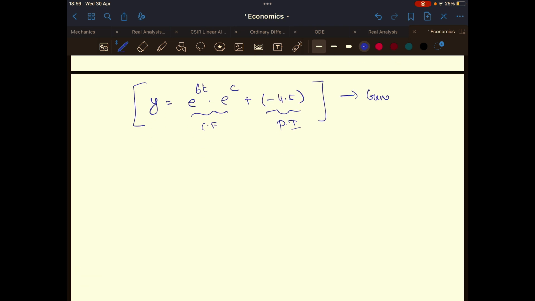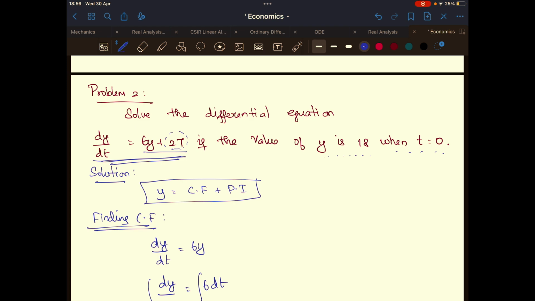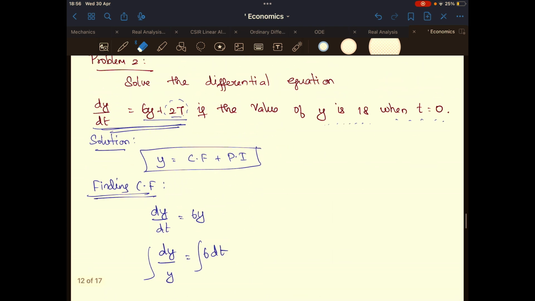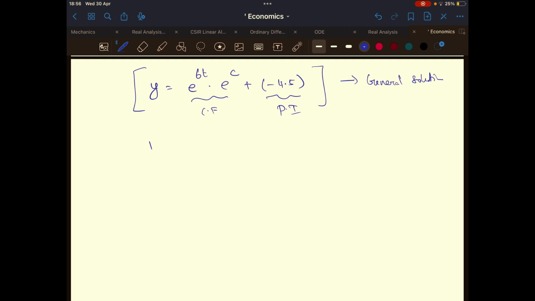But we don't need the general solution. We need much more than that. What is it? Definite solution. It is given that the value of y is 18 and t equal to 0. Then you have to go one more step. When t equal to 0, what is the value of y? 18. So 18 is equal to e power 6 into 0 into e power c minus 4.5, because plus into minus is minus.